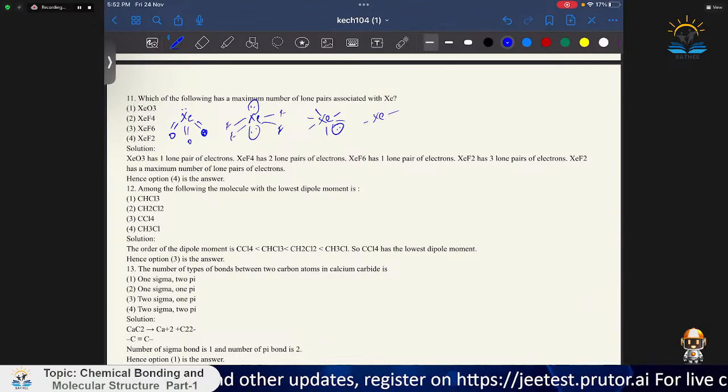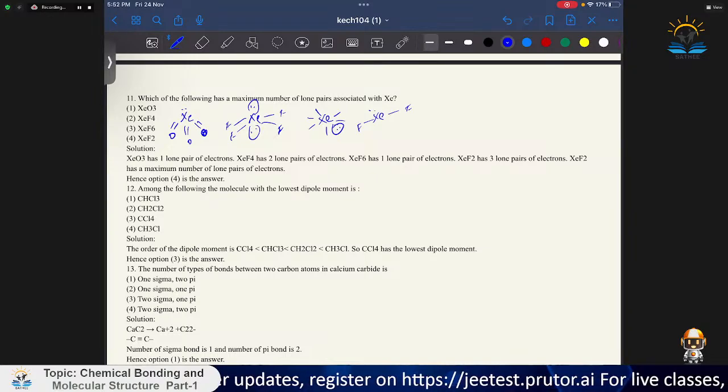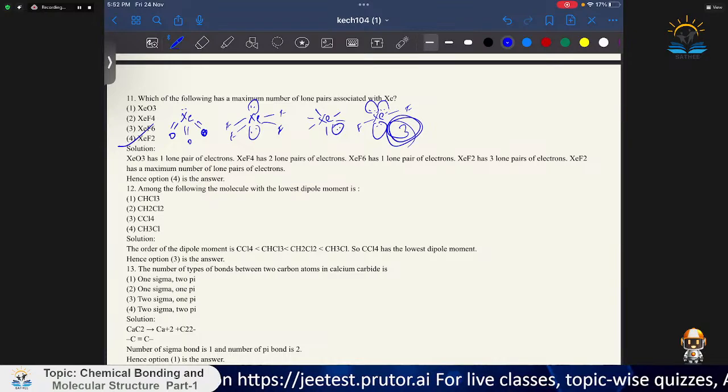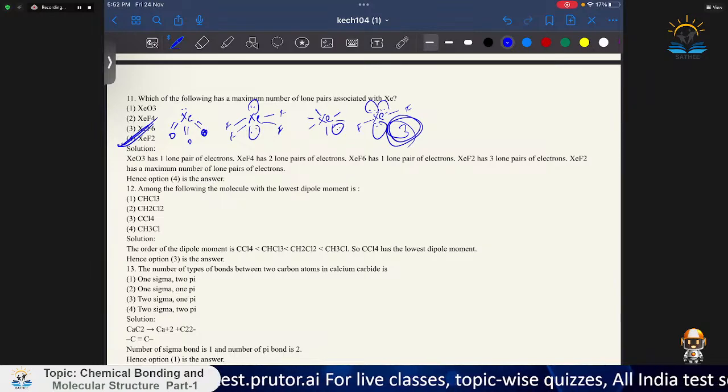XeF2, three. Answer will be XeF2, because XeF2 has the maximum number of lone pairs because it has the least number of bond pairs, and xenon has 8 octet electrons. Still, we just simply see that XeF2 has the maximum number of lone pairs.